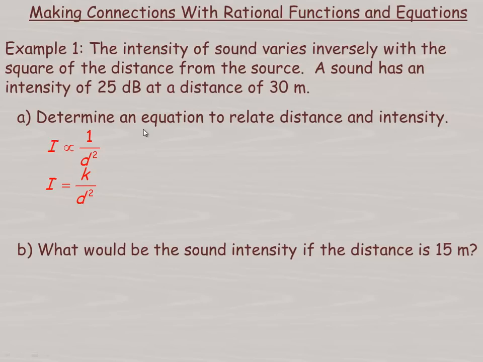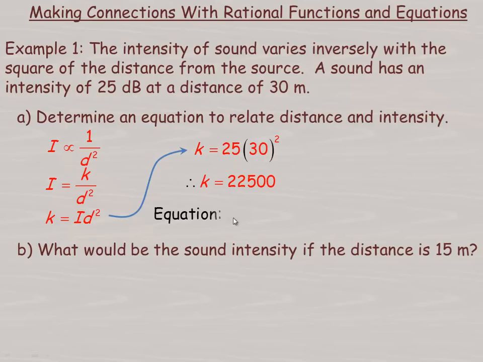Now we need to find the constant to actually write the specific equation here. If we solve for K here, K would be the product of I and d squared. So K equals I d squared, just cross multiplying. And so to find the specific constant here, we would substitute the 25 in place of I and the 30 in place of the distance. And so 30 squared times 25 is 22,500. So if we substitute this K in place of the constant in our equation, then this is the equation. So the intensity is the constant 22,500 divided by the distance squared.